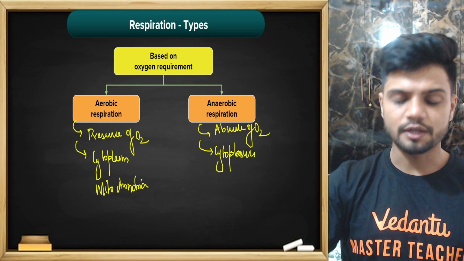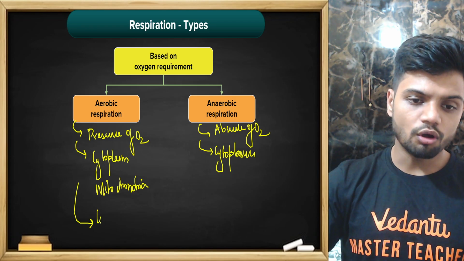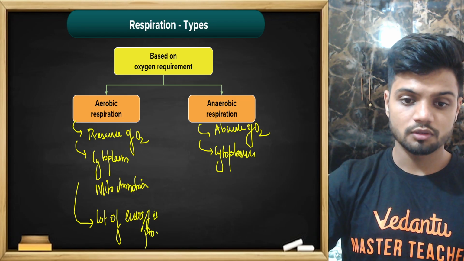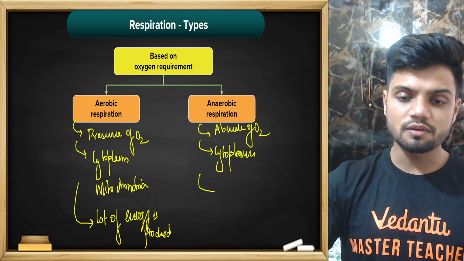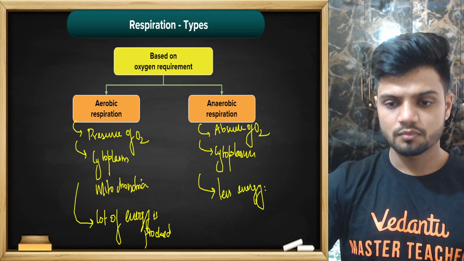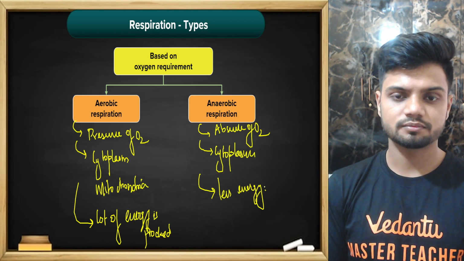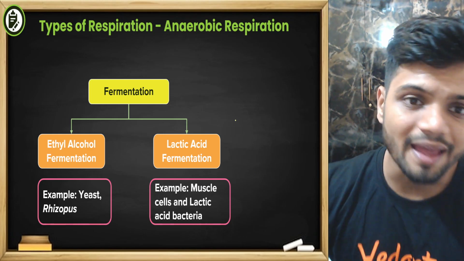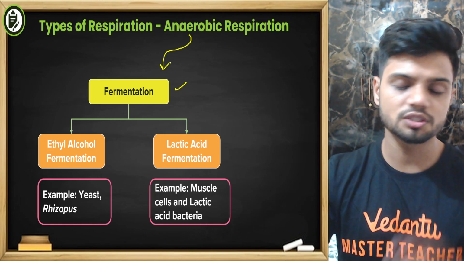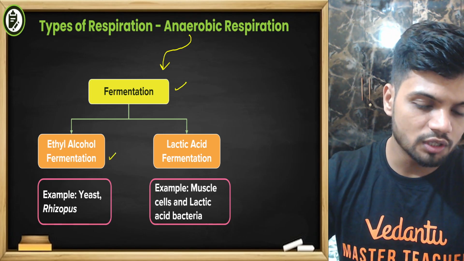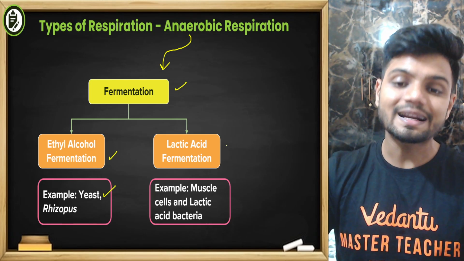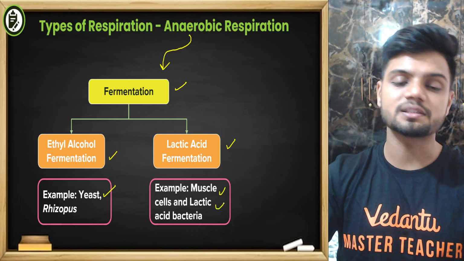Only and only cytoplasm. In aerobic respiration, a lot of energy is produced, 30 ATP, 36 ATP. But in the case of anaerobic respiration, less energy, 2 ATP. Clear? Now, under anaerobic respiration, there is something called fermentation, which is broadly of two types. Alcoholic fermentation, which happens in the case of yeast mainly, the beer, alcohol they make, and lactic acid fermentation, which takes place in the case of muscle cells or lactic acid bacteria.